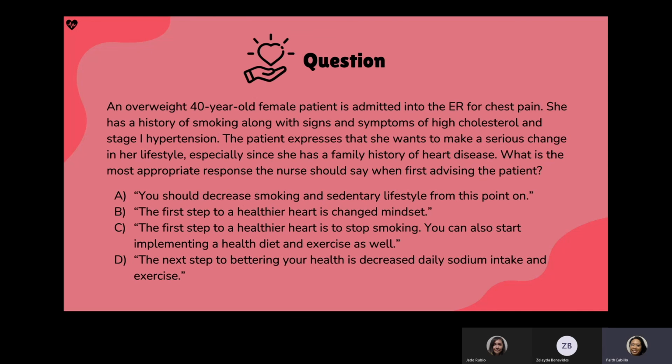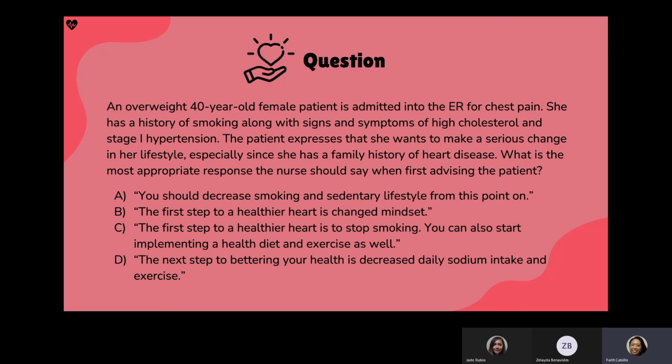Let's take a minute to answer this question. An overweight 40-year-old female patient is admitted to the ER for chest pain. She has a history of smoking along with signs and symptoms of high cholesterol and stage 1 hypertension. The patient expresses that she wants to make a serious change in her lifestyle, especially since she has a family history of heart disease. What is the most appropriate response the nurse should say when first advising the patient?